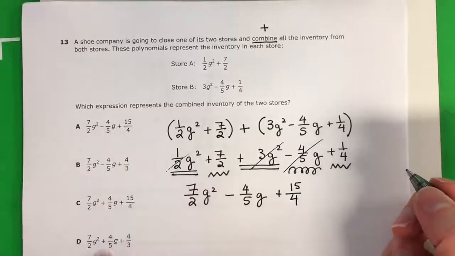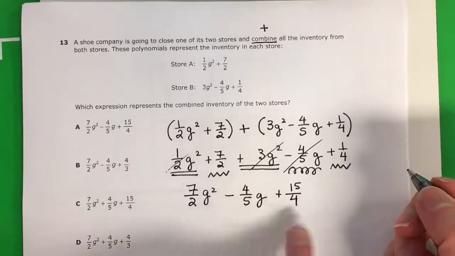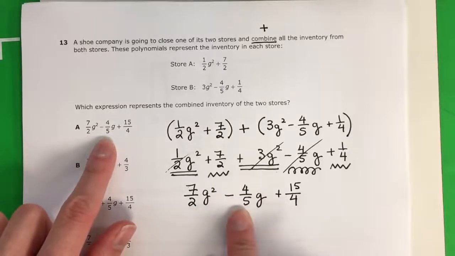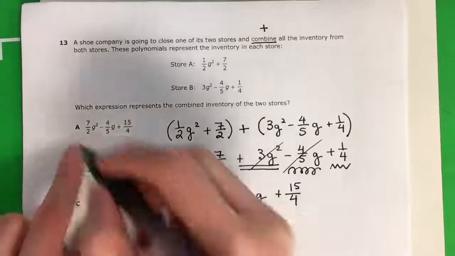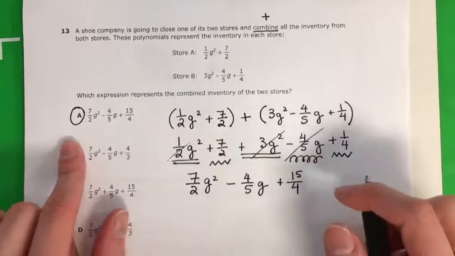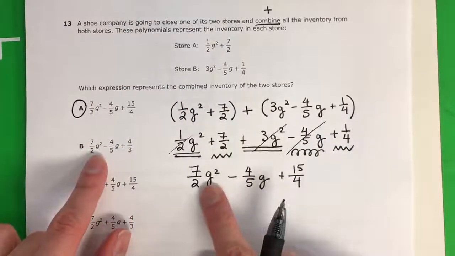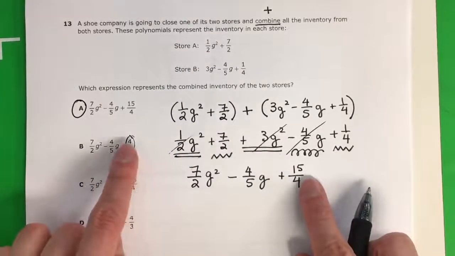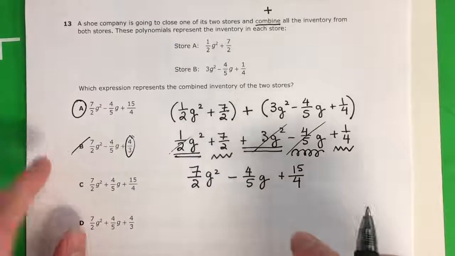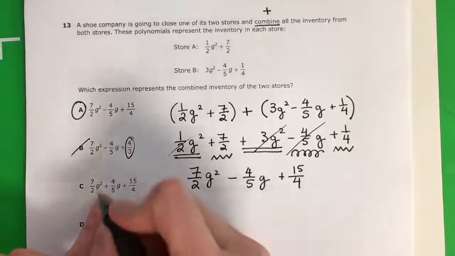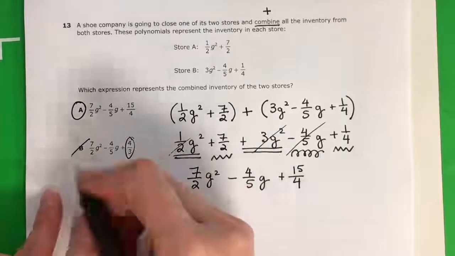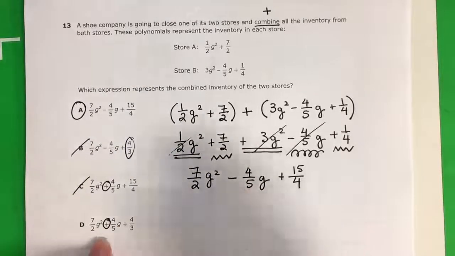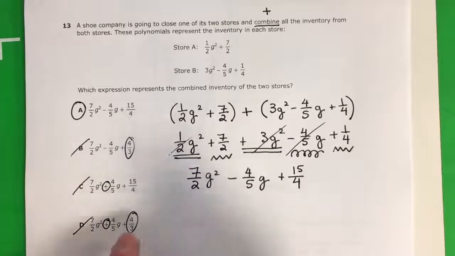Okay, now what I need to do is figure out which one of these is exactly like this one. Well, let's see, 7/2 g squared minus 4/5 g plus 15/4. That one looks correct. A looks correct. Let's check all of them though, just to make sure I did not make a mistake. So what's wrong here is, here, that's supposed to be a 15. What's wrong with this one? Well, this is supposed to be a minus, not a plus. What's wrong with this one? This is supposed to be a minus as well, not a plus. And here is wrong.